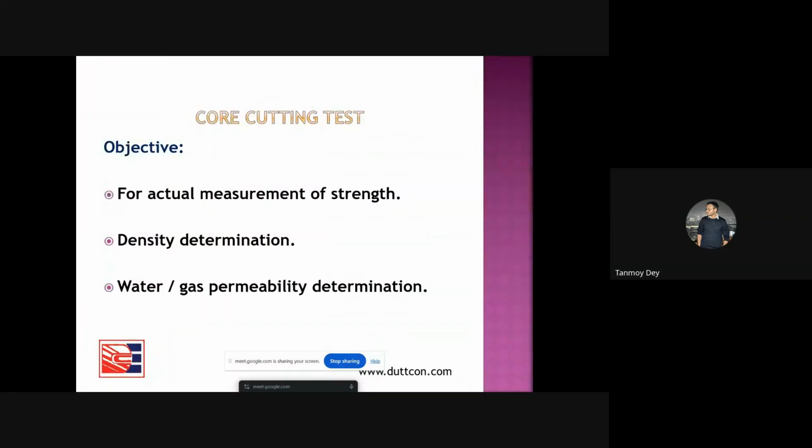Core cutting test, I have already discussed. It gives the actual measurement of strength, and density is also given. One particular thing we have to keep in mind before core cutting: with every core cutting, it is advisable to have a rebar locator test. Without a rebar locator, core cutting is not advisable. It may damage the reinforcement. Okay, next one.